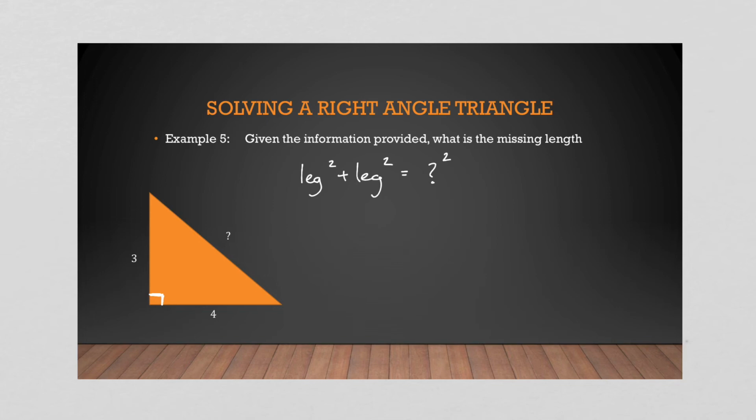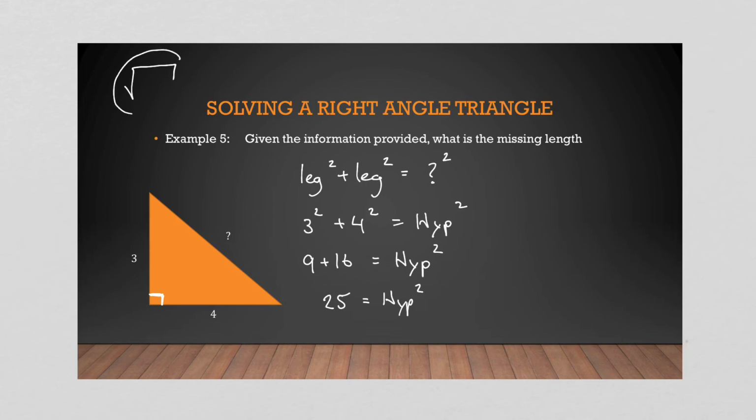So sub in. I got legs of 3 and 4. So 3 squared plus 4 squared equals, I'll write hypotenuse this time, squared. Well, that's 9 plus 16 equals hypotenuse squared. So 25 equals the hypotenuse squared. Now comes that relationship of what gets rid of a square root, because we don't want hypotenuse squared.